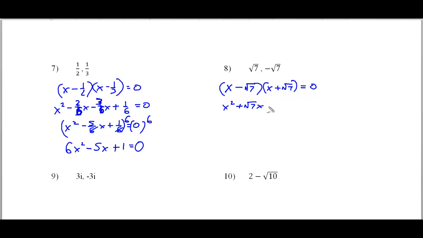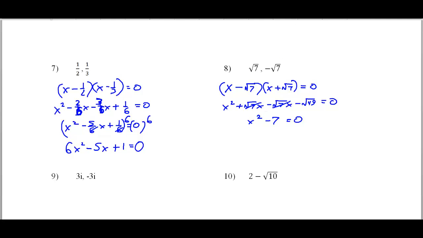This is multiplied by the square root of 7. This is minus square root of 7x. And then this final one here is the negative square root of 49 equals 0. These two terms simplify, so this makes x squared minus 7. And x squared minus 7 equals 0 will factor into these two problems right here if you solve the problem.